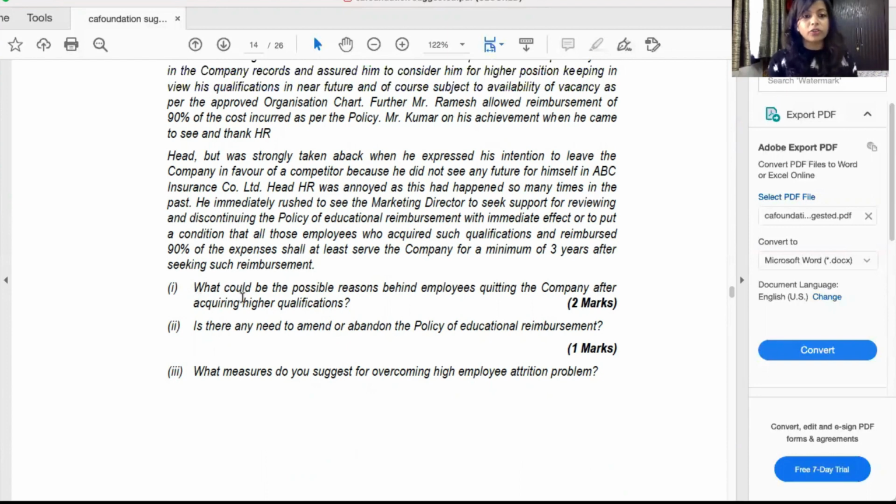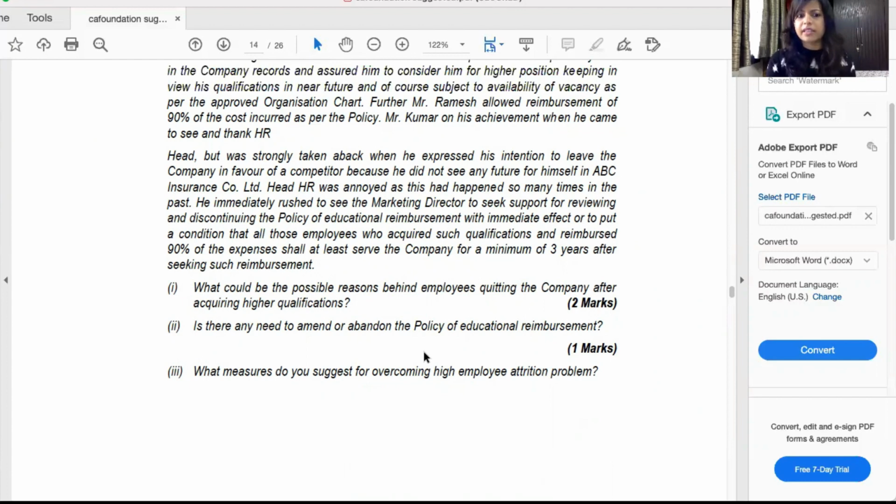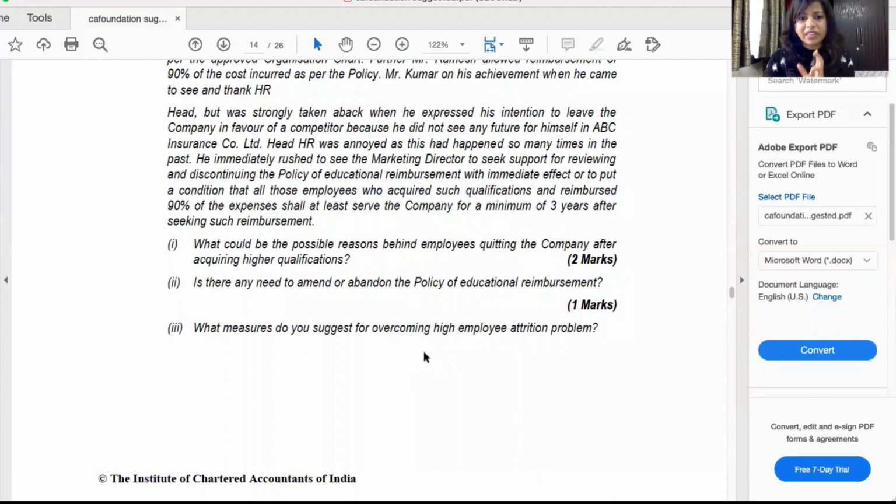Like in this part, you've got 3 sub-questions. What could be the possible reasons behind employees quitting the company? Read the paragraph nicely, try to correlate the answer and write to the point, 2 points for 2 marks. Is there any need to amend or abandon? To the point, yes or no. Yes, there is a need to amend, or no, there is no need to amend. You need to be very, very specific.